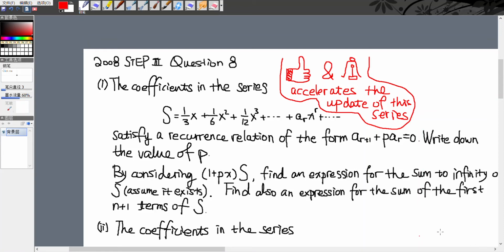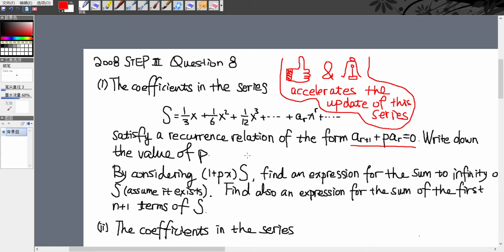In this video, I'm going to give the solution of 2008 Step 3 Question 8. So the first question is letting us we have the series S where the coefficients satisfy a recurrence relation of the form A_{r+1} + pA_r = 0. And it asks us to write down the value of p.